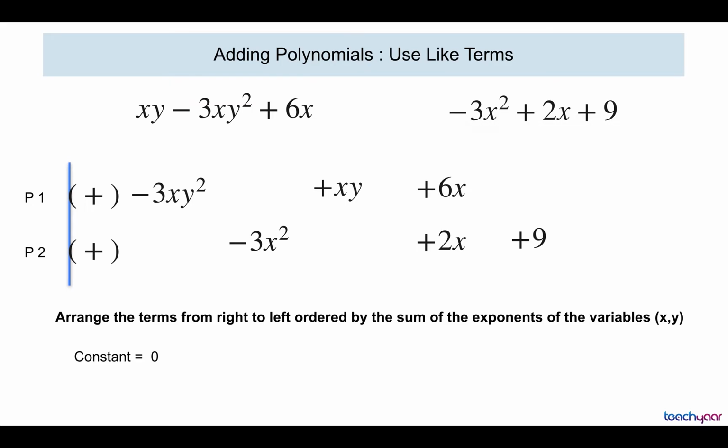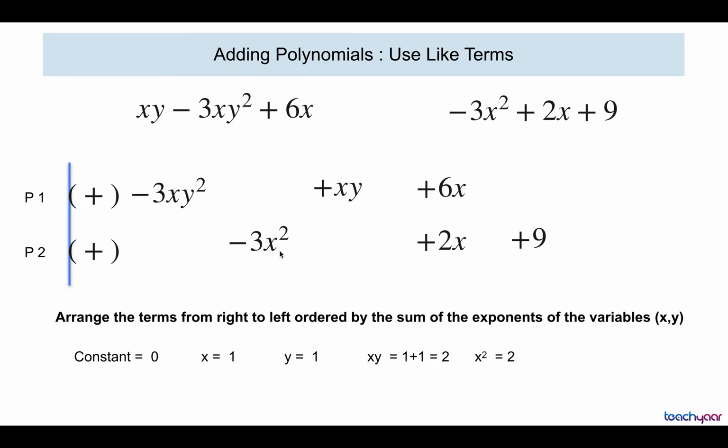Okay, so 9 is a constant term, so there's no variable term, so the sum of the exponents is 0. Now 6x and 2x, so x is x to the power of 1, and so the sum of the exponents is 1. Similarly, if there's just a y, for example 5y, then the sum of the exponents is 1. Then you have xy, so it's x to the power of 1, y to the power of 1, so the sum of the exponents is 1 plus 1, 2.